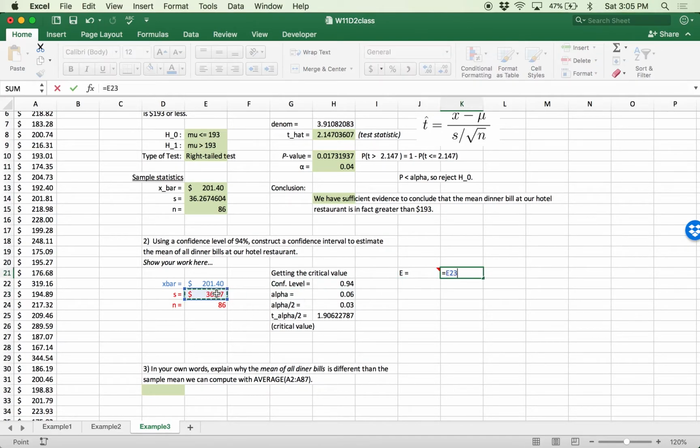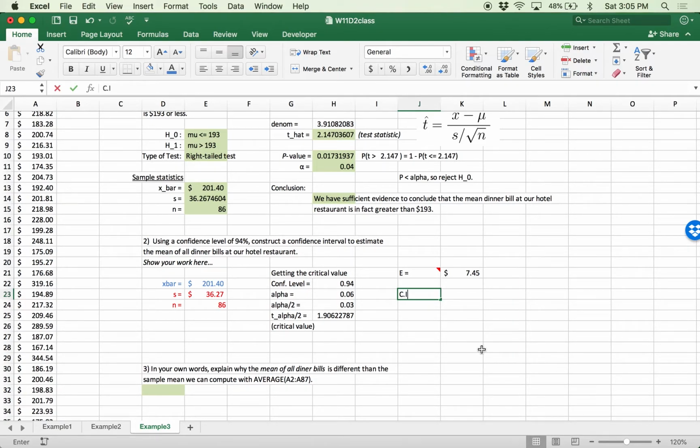So we're going to take our sample standard deviation, or sorry, we'll start in order. We'll go with our critical value first, times our sample standard deviation divided by the square root of our sample size. And this gives us our margin of error. So our margin of error here is about $7.45.